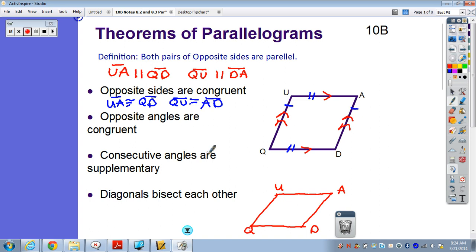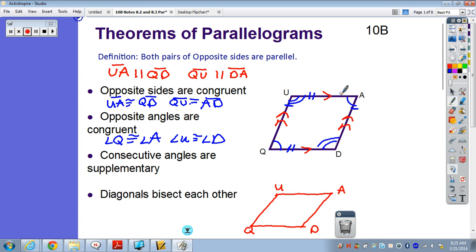The other thing we know is opposite angles are congruent. To show angles, I'm going to put arcs. Angle Q and angle A are across from each other, so they're opposite, so they are equal. So angle Q is congruent to angle A. And then angle U, if I put 2 arcs, is equal to angle D, because they are also opposite.